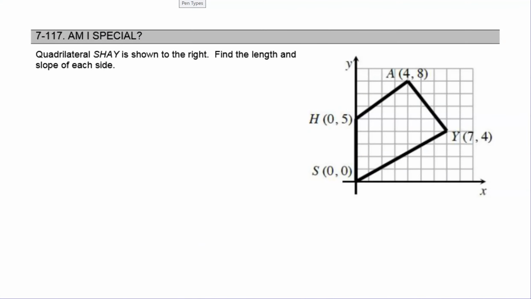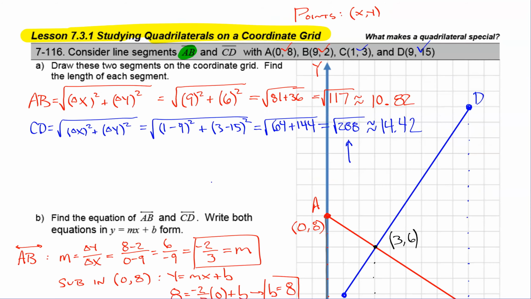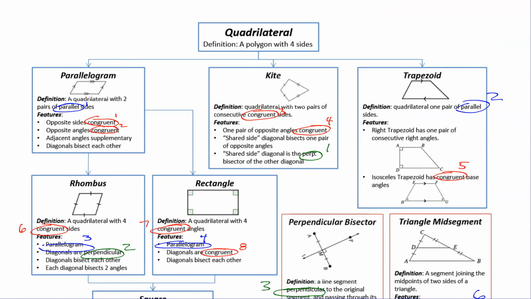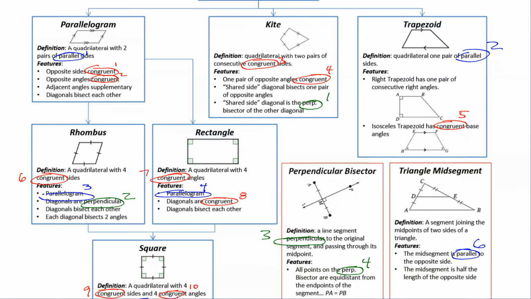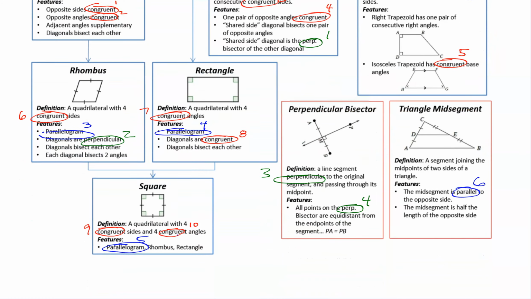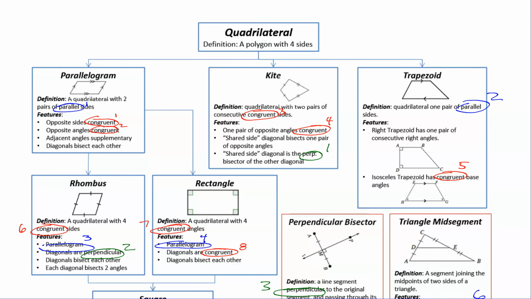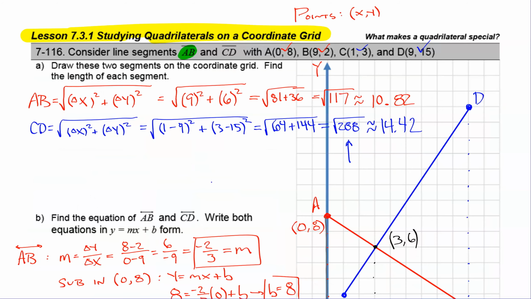So question 7-117 says, am I special? Naturally, you'd ask this question. Certainly all quadrilaterals are special, but what we're talking about here are those that we look back on in the org chart. So we're talking about things like parallelogram, kite, trapezoid, rhombus, rectangle, and square that have very special properties. Any four-sided polygon is a quadrilateral, but only those 1, 2, 3, 4, 5, 6 listed here have special properties. So that's what we're referring to.